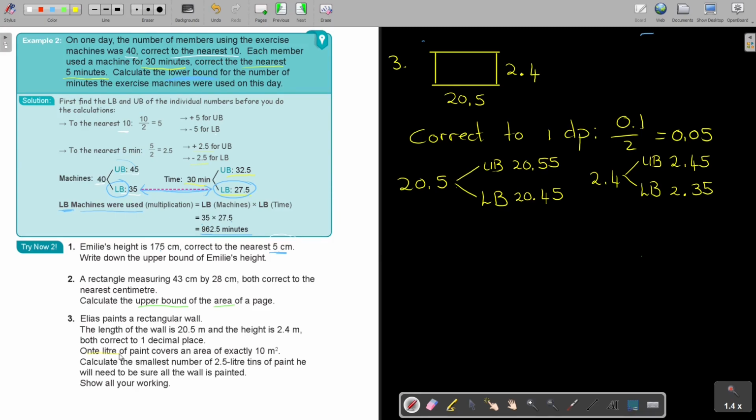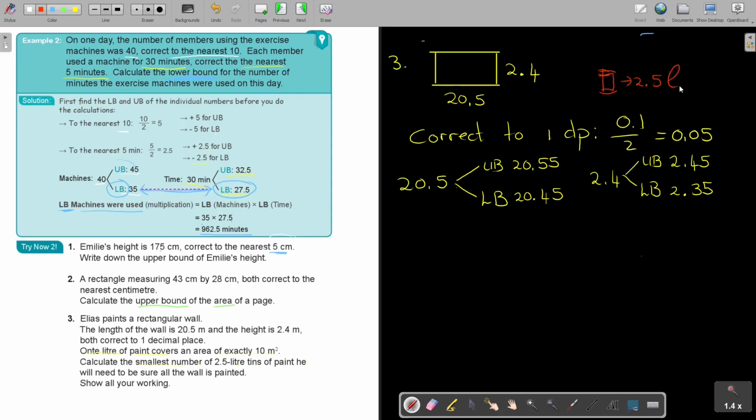Now 1 liter of paint covers an area of exactly 10 square meters. Calculate the smallest number of 2.5 liter tins of paint he will need to be sure all the walls are painted. Now this is a bit more difficult one, because it's first the smallest amount of tins. This is my liter of paint. That is just going to be small. It's going to be in 2.5 liters tins. Okay, that is one.